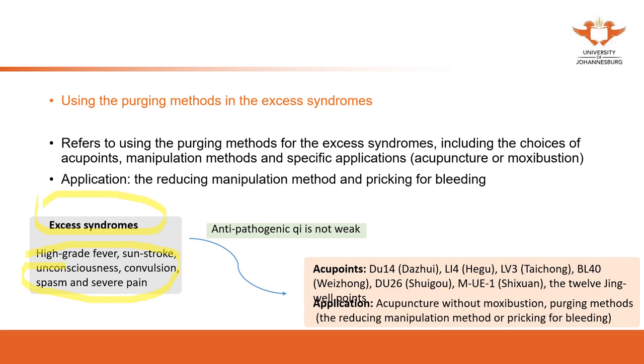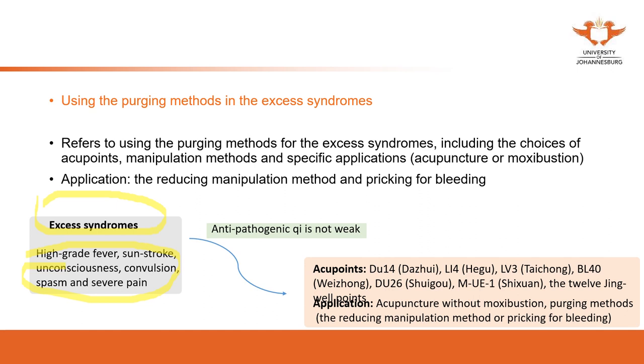In this situation, especially the high grade fever can indicate that antipathogenic qi is not weak. You can use GV 14, large intestine 5, liver 3, bladder 40, GV 26, Shixuan, and the 12 Jing-well points. These points can be used to relieve the excess pathogens. These points are also very commonly used in different kinds of excess syndrome.